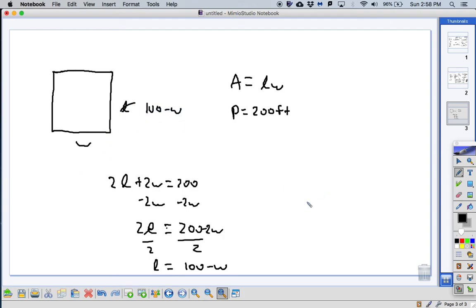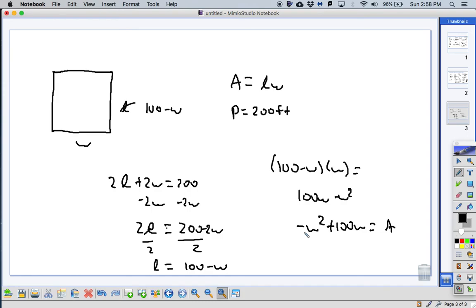And now I can multiply this, because remember, area is length times width. So I got the area, we got the width of 100 minus W times W. And when you multiply it out, you get 100 times W is 100W minus W squared. And switching the order, you get minus W squared plus 100W, just because we'd like to put the squares first. And this is going to be our area. So this is another way to do it.